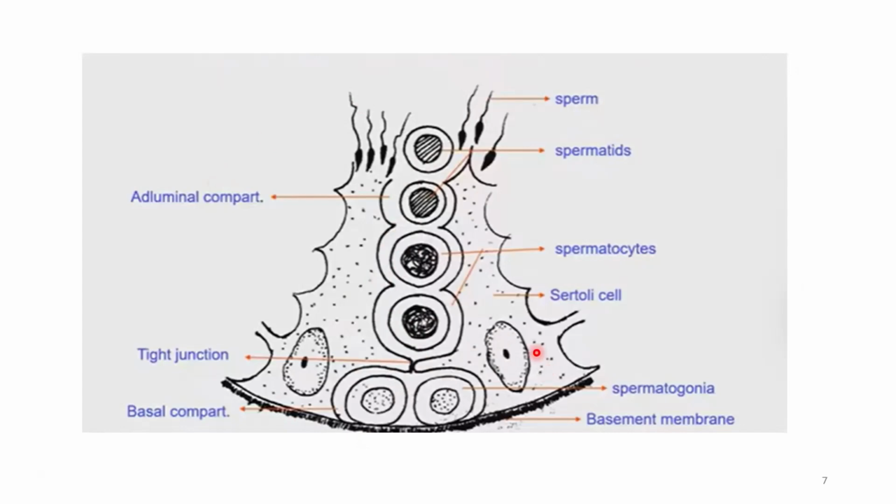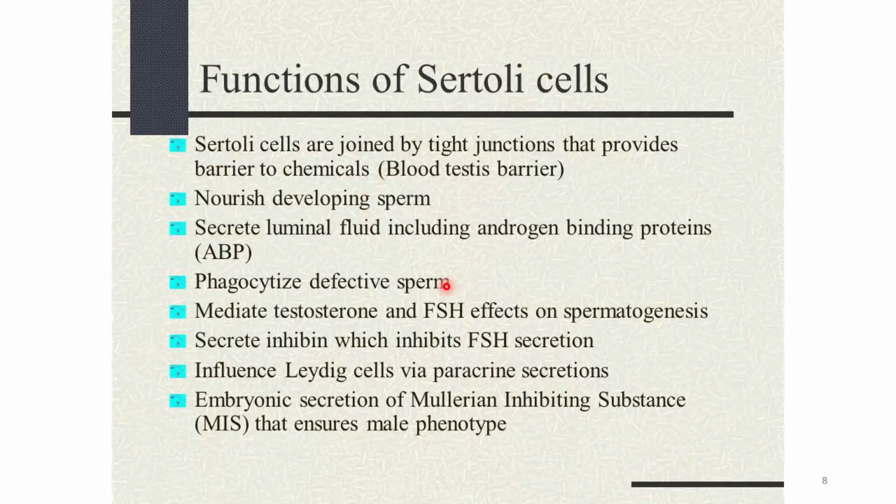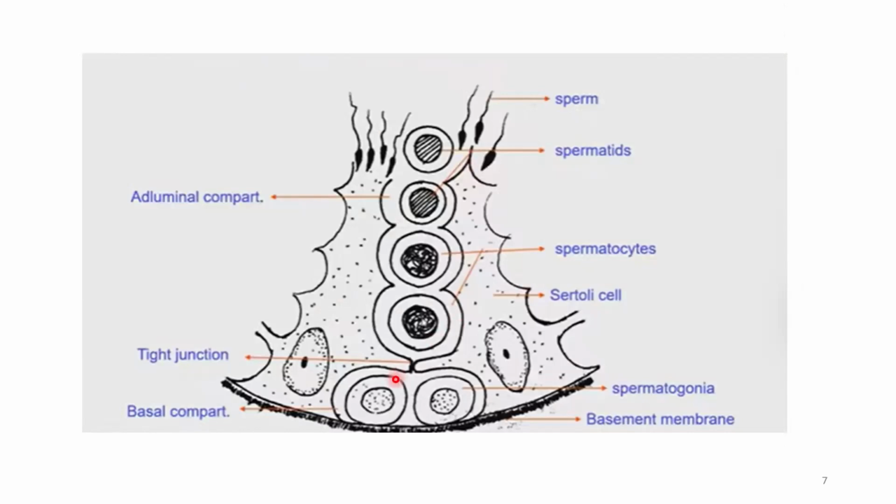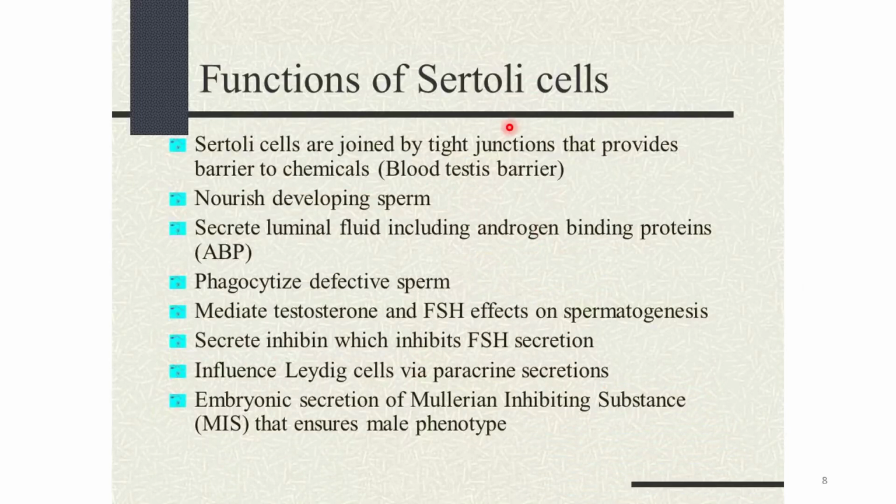So remember, this is the whole of the Sertoli cells. The Sertoli cell's nuclei will be found on the basal compartment, and its inner part will be found on the luminal compartment. So remember, this is the blood testis barrier, but we'll talk about it in a few minutes. So what are the functions of the Sertoli cells that we've seen? These Sertoli cells have tight junctions. You can see them here. So this is a tight junction that you're talking about. They have tight junctions that provide a barrier to chemicals, so they enable the blood testis barrier.